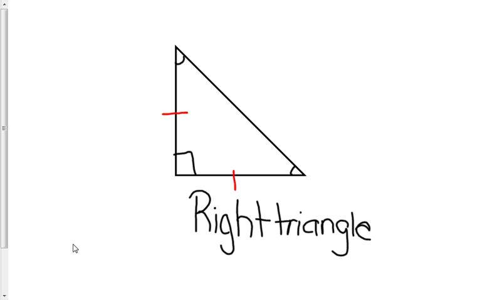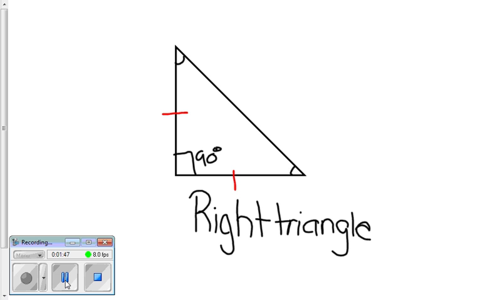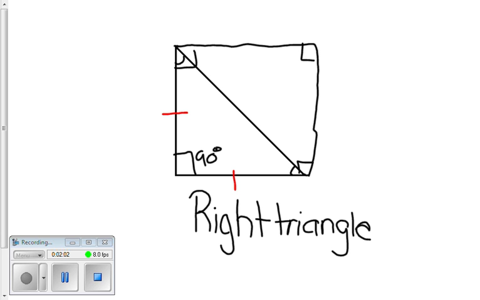So we know that a right angle is 90 degrees. A whole square has four 90-degree angles, and this is half of that. So this is half of 360 degrees. Half of 360 degrees is 180 degrees. So we know that a whole triangle is 180 degrees.